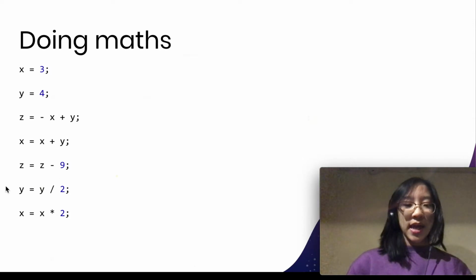And same deal for x and y here, and this is what the division operation looks like in code, and this is what multiplication looks like. That's an asterisk and that's a /.